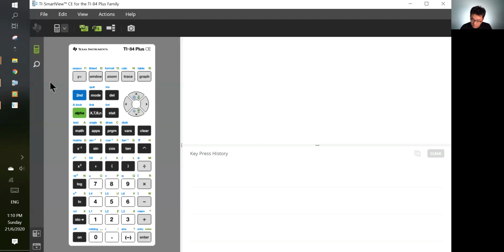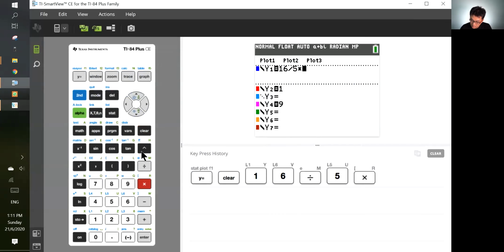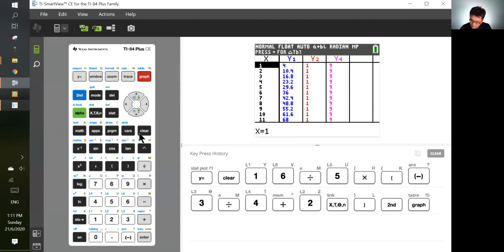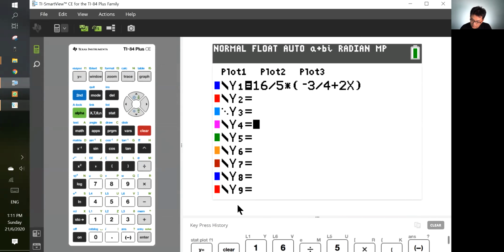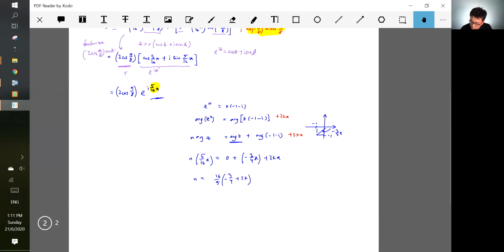Okay, so I'm going to key this into the calculator: 16/5 times negative 3/4 plus 2k. Second table. Why so many words? Okay, here. So this is what I do. I just table the values. And what do they want me to do?